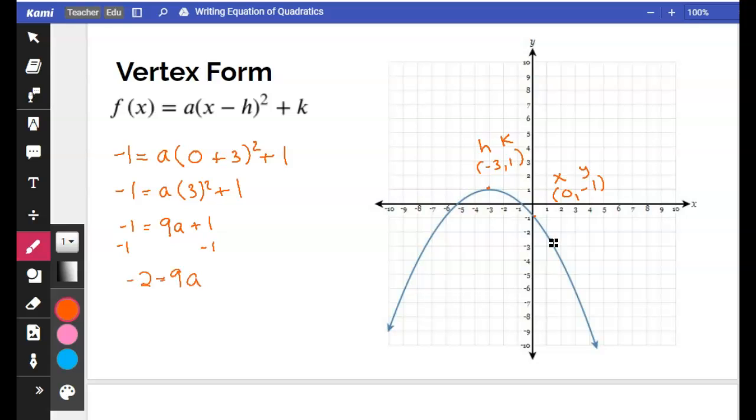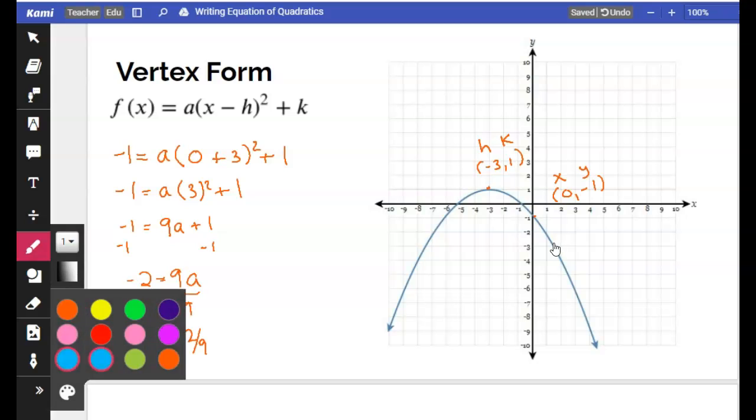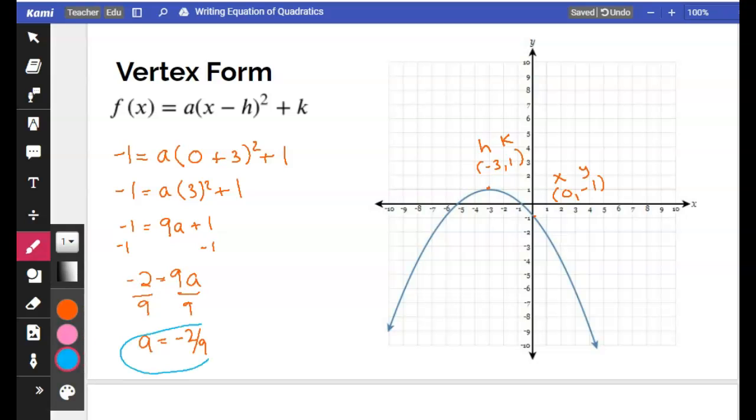Oh, and this one's going to be a weird one, which is okay. Divide by 9, because the Delta Math equations are a little strange themselves. And I like fractions better, but your Delta Math examples are in decimal value, so just be mindful that you will be given decimal values. But again, I prefer this right there. We've got our a, then we've got our h and k. So I can write my equation.